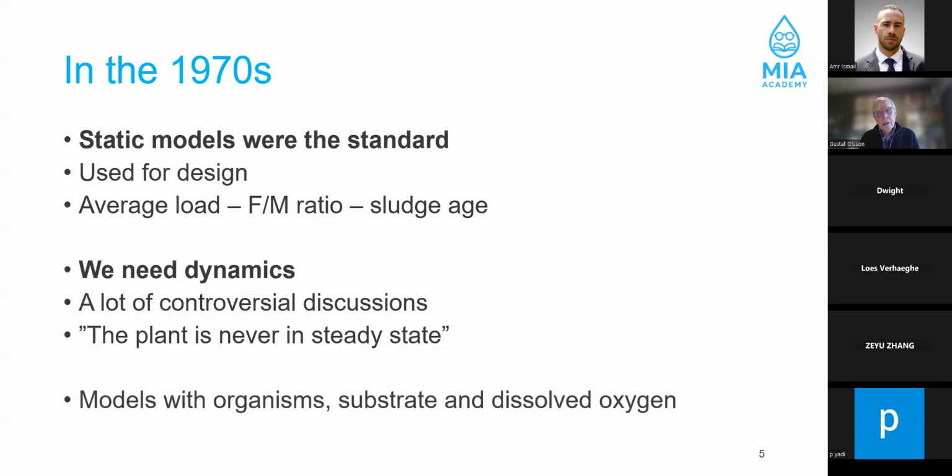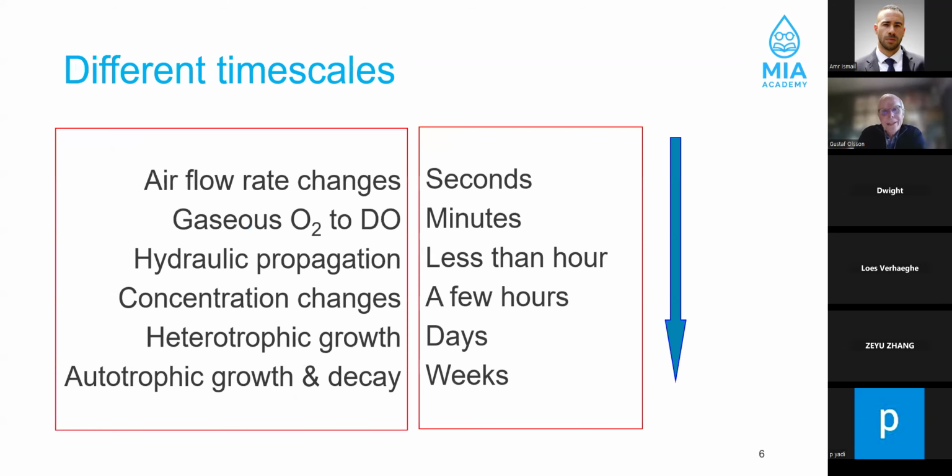Well, the first models that were set up were very simple models, only 3 states. One for organisms, in other words, carbon heterotrophic organisms, substrate, carbonaceous substrate, and dissolved oxygen. And at the same time, it was realized how different the time scales are in a wastewater treatment plant. We can change the airflow in seconds. It takes a number of minutes, 15, 20, 25 minutes, to transform gases, oxygen to dissolved oxygen.